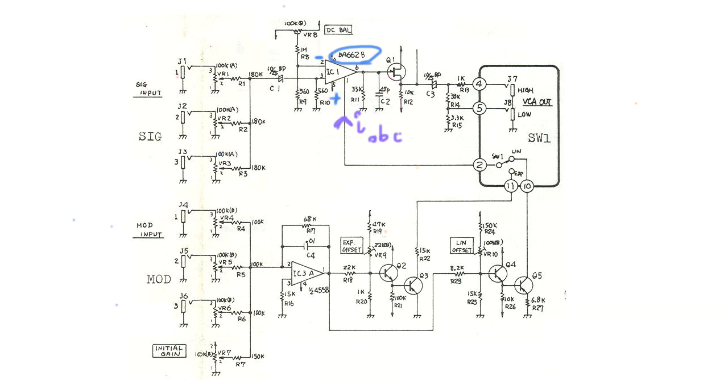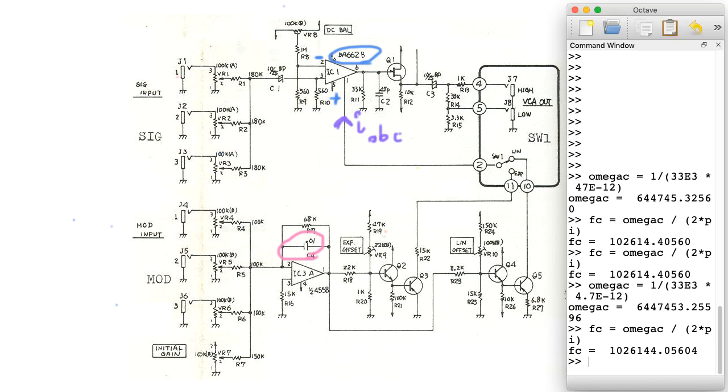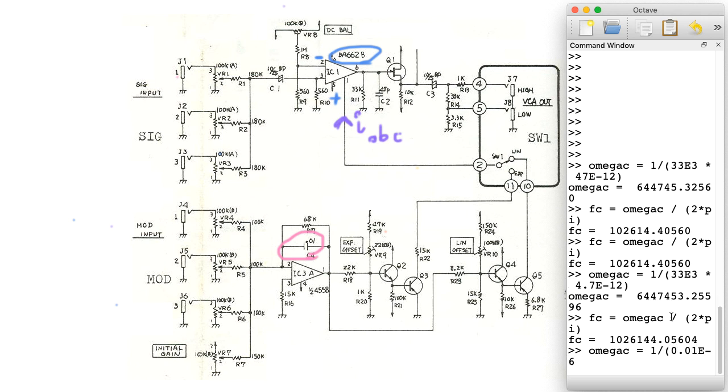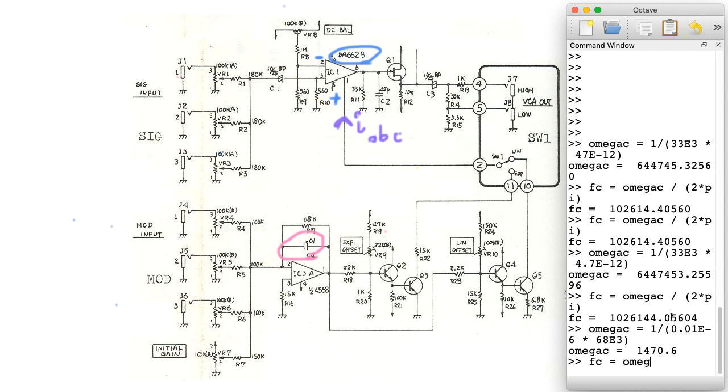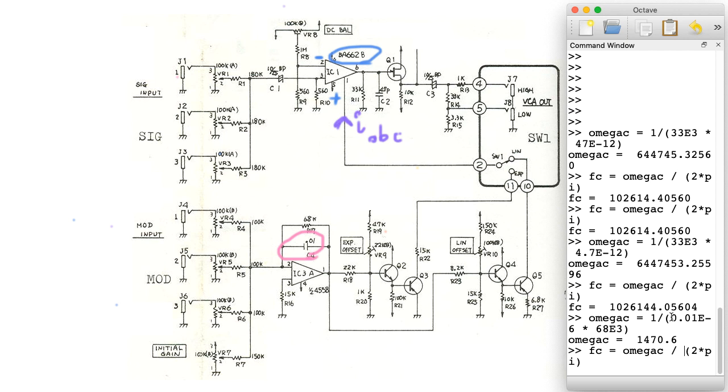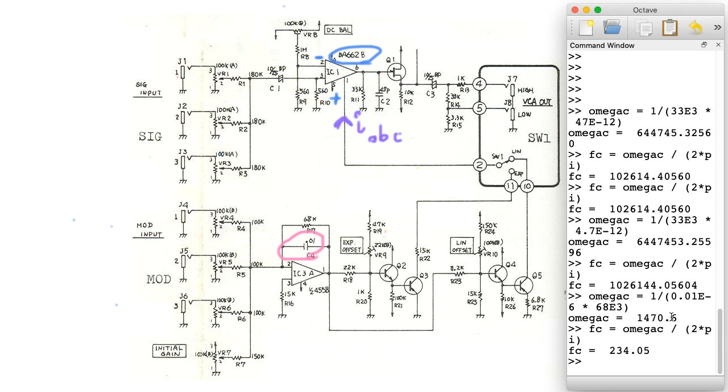Let's see. The other capacitor I'm interested in is this one down here. This is providing a low-pass filtering effect on the control voltages that are being mixed. And let's go calculate what the cutoff is for that. So omega C would be 1 over 0.01 microfarad. Again, capacitances in these kinds of circuits are always microfarads unless they say otherwise, times 68 E3, 68K. And now let me take that and divide it by 2 pi. So that gives us 234 hertz.